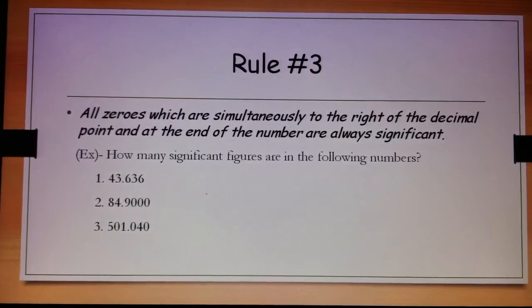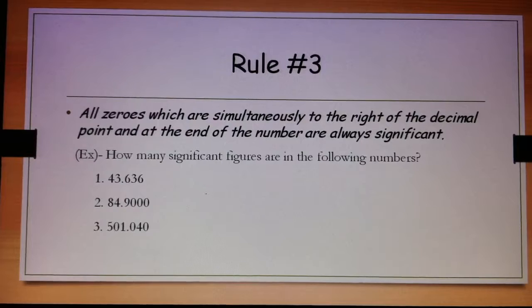Rule number three: all zeros which are simultaneously to the right of the decimal point and at the end of the number are always significant. So this means that all zeros on the other side of the decimal point, to the right of it, are always significant, and they have to be like the last zero.